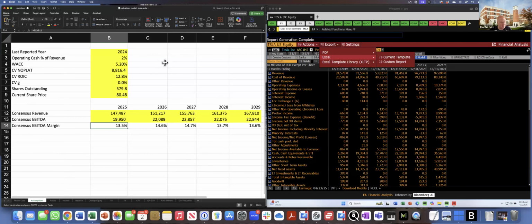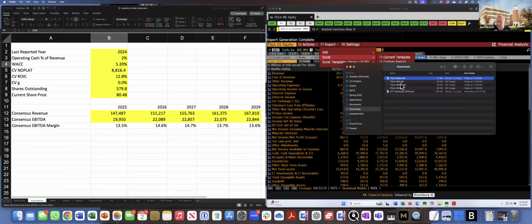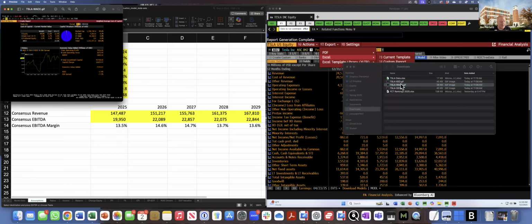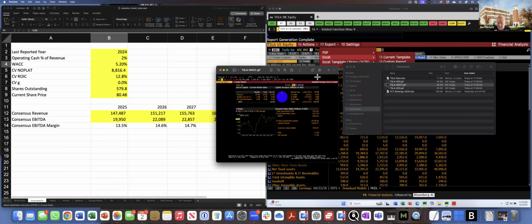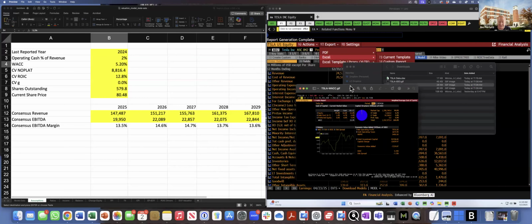Back to assumptions. WACC. This was BMW's WACC. Well, over here, back to the downloads, we took a screenshot of the WACC. And today, in our screenshot here, 13.5%. Far riskier than BMW. So 13.5.